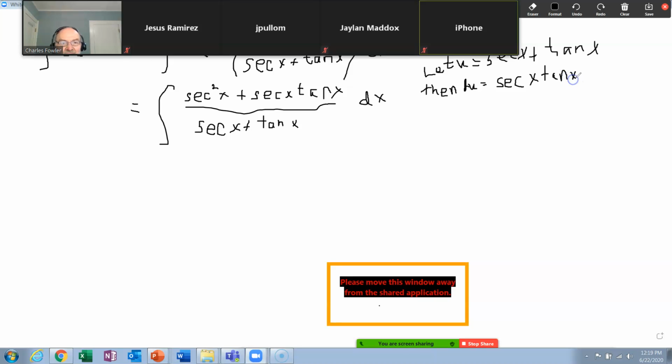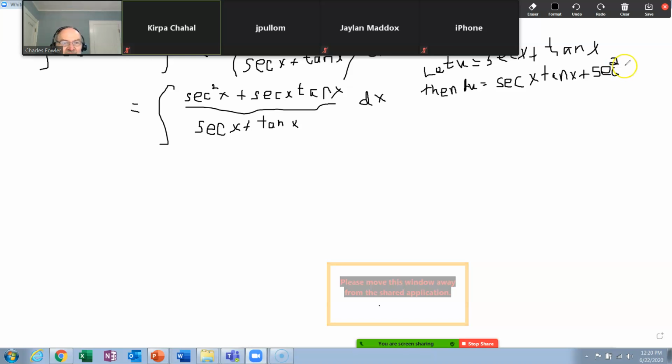Okay, and then what's the derivative of tangent x? Anyone remember that? Perfect, secant squared x. Oops, I put the square in the wrong place. Let me just put my, okay, secant squared x.